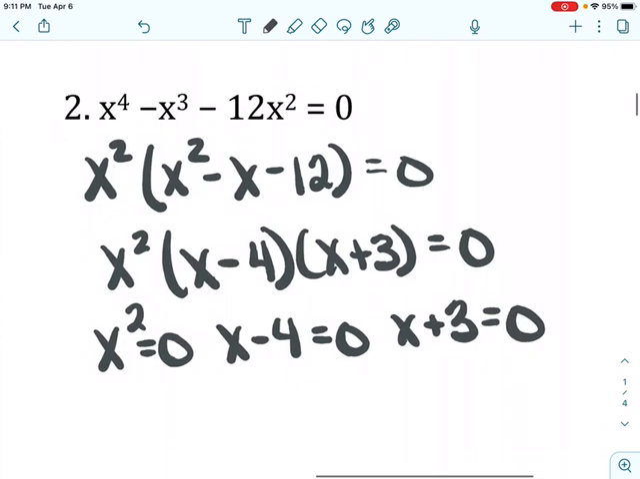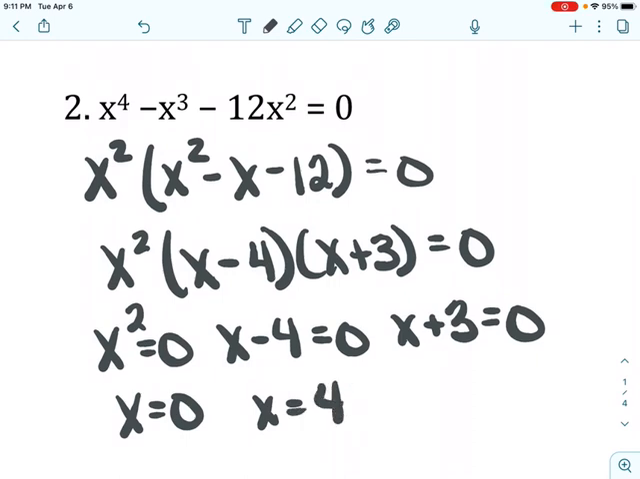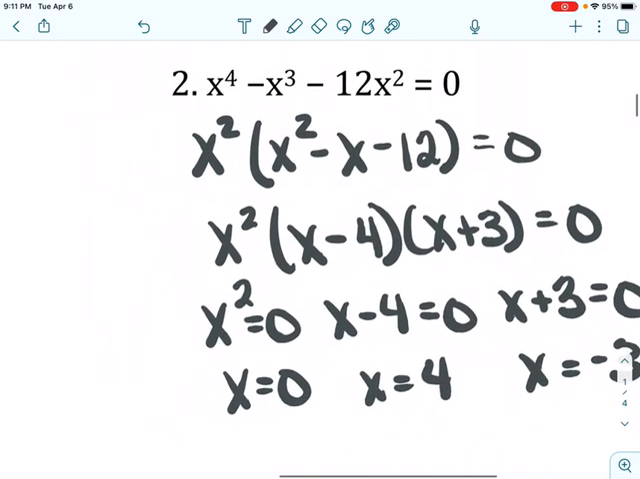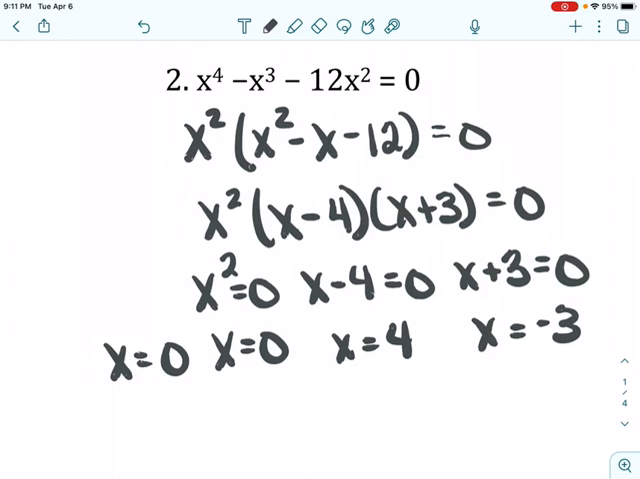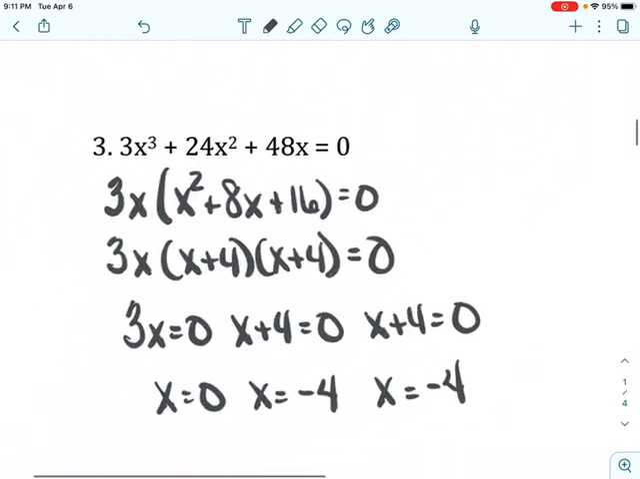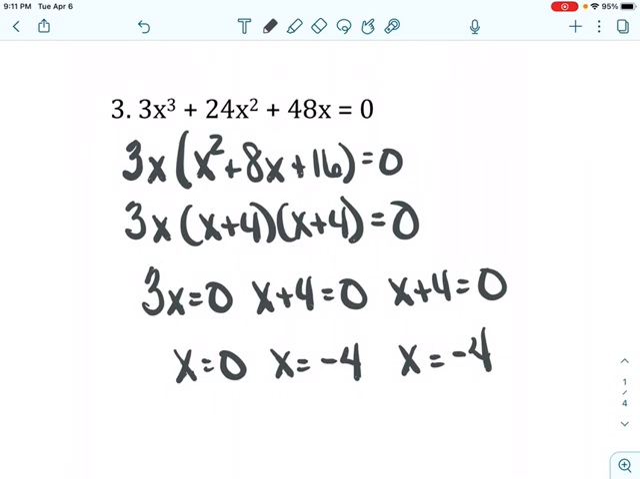Okay, now how do you solve x squared equals 0? Well, for that to be true, I guess x should just be equal to 0. And then x is equal to 4, and x is equal to negative 3. In fact, you know what? I'm going to write this twice. So there's 4 answers: 0, 0, 4, and negative 3. All right. Okay, so try number 3 on your own. Look for a GCF, factor it out, factor it, set your answers equal to 0, and solve. Okay, so here's what I got. I took out a 3x, factored x squared plus 8x plus 16 to x plus 4 squared, set all of them equal to 0, solved, and our solutions are 0, negative 4, and negative 4.